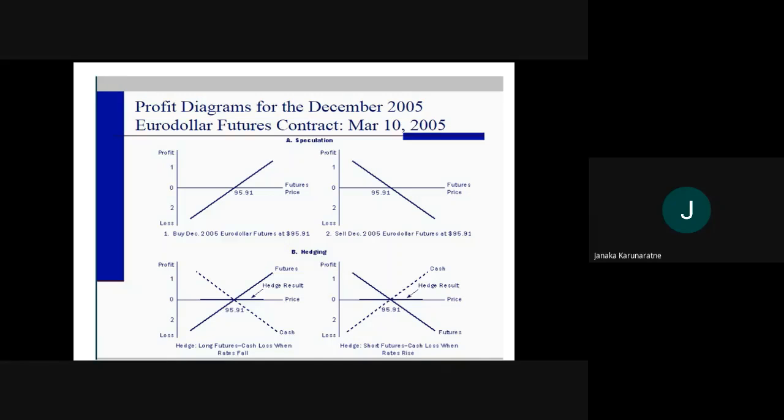So what can you do? I'm giving just an example. If the interest rate falls in the future, your income will fall in the cash market. I'll go to the bottom one first and then explain. If the interest rate falls, what happens in the cash market?